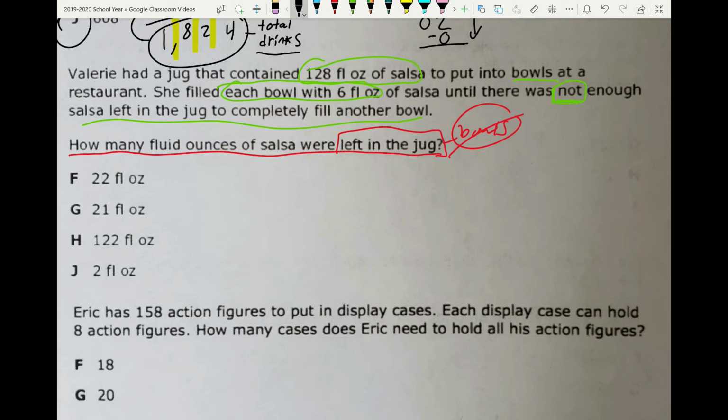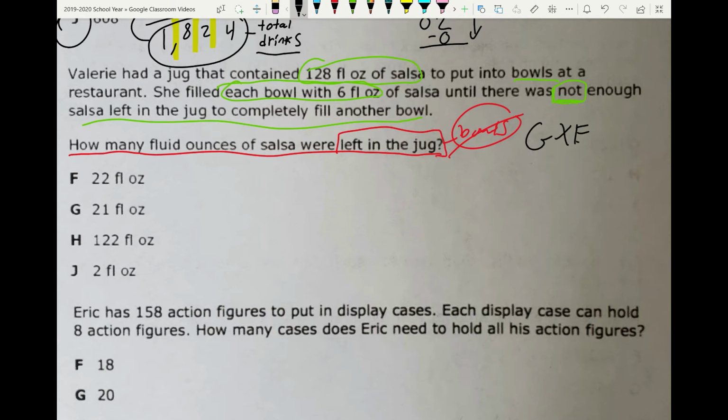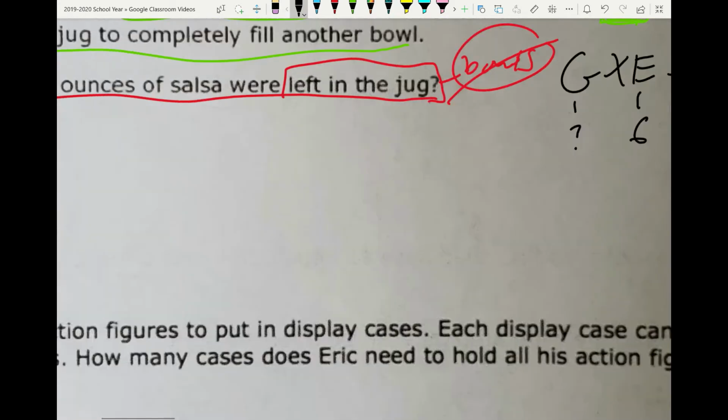All right, I'm going to do my G times my E equal T. Do I know how many groups there are? Do I know how many bowls there are? No. Do I know how many in each bowl? Yes, 6. Do I know my total of salsa in the jug? Yes, 128. Okay. So if I know my E and my T, then that means I'm going to be dividing.